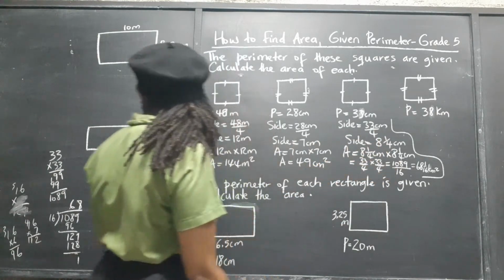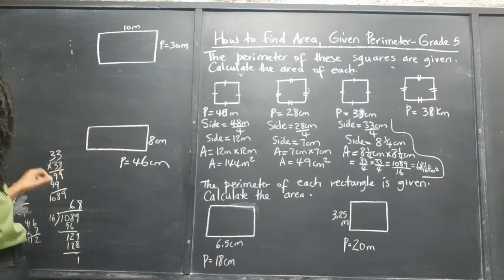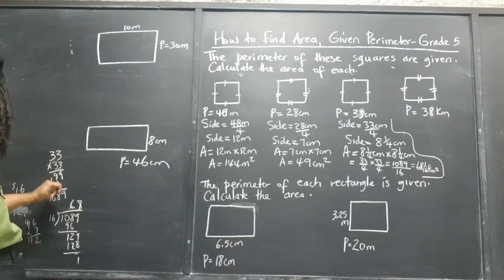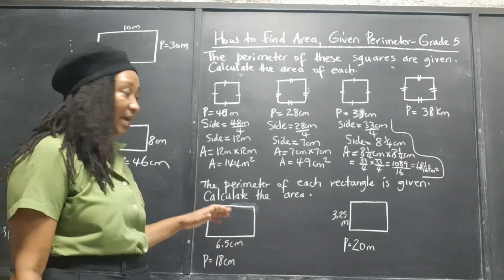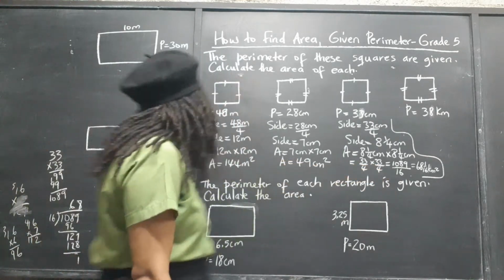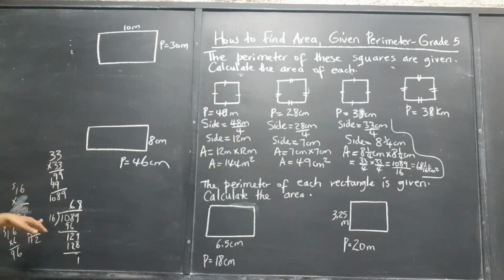We multiply the 33 times 33. So 3 3s are 9, 3 3s are 9, 3 3s are 9, 3 3s are 9. 9 and 9 is 18, 9 and 1 is 10. So we got 1089, and 4 4s are 16. And we divide that. 16 into 108 goes 6 times. 6 6s are 36. 6 1s are 6 and 3 is 9.